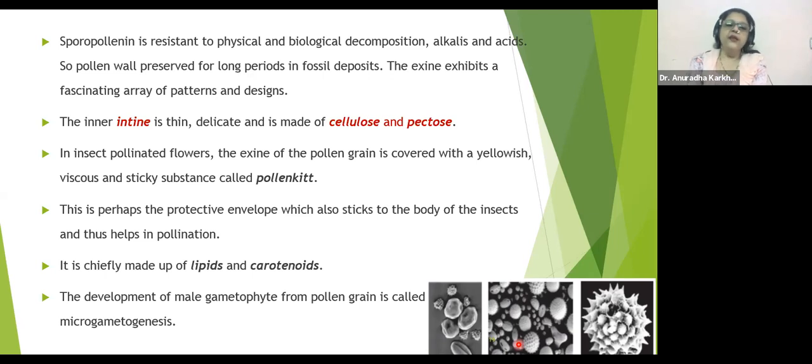This is chiefly made up of lipids and carotenoids. I just now told you, carotenoids are pigments. So it has pigments and lipids. Who? Pollen kit. The development of the male gametophyte from pollen grain is called microgametogenesis. So microsporogenesis was formation of pollen grain, and microgametogenesis is formation of gametes inside the pollen grain. Got it? Understood? Yeah, you want me to show the previous slide for a minute? Okay. See this.